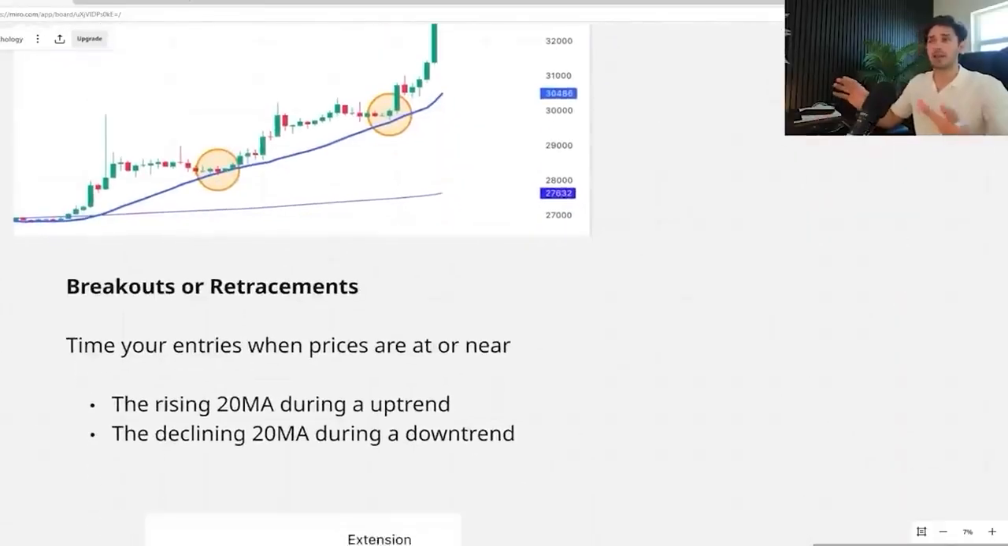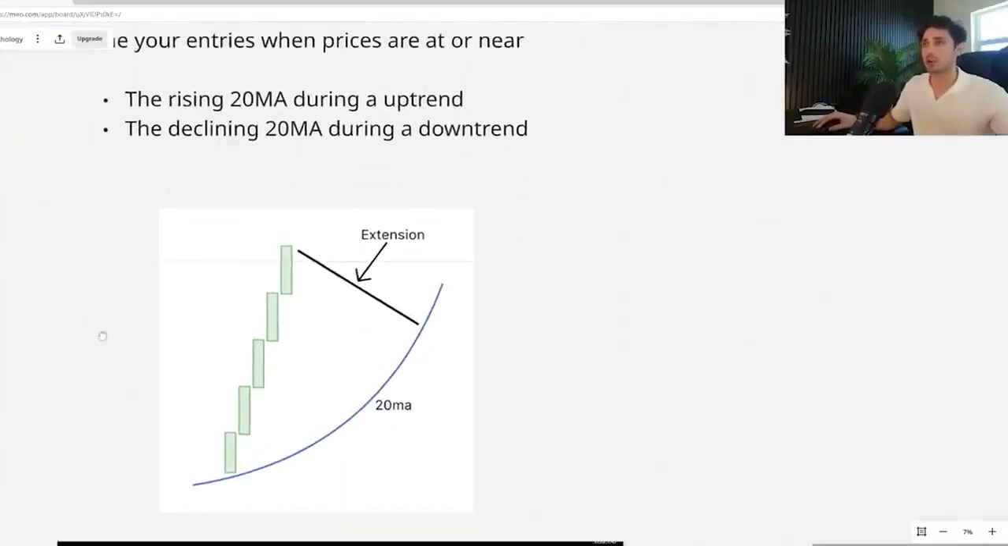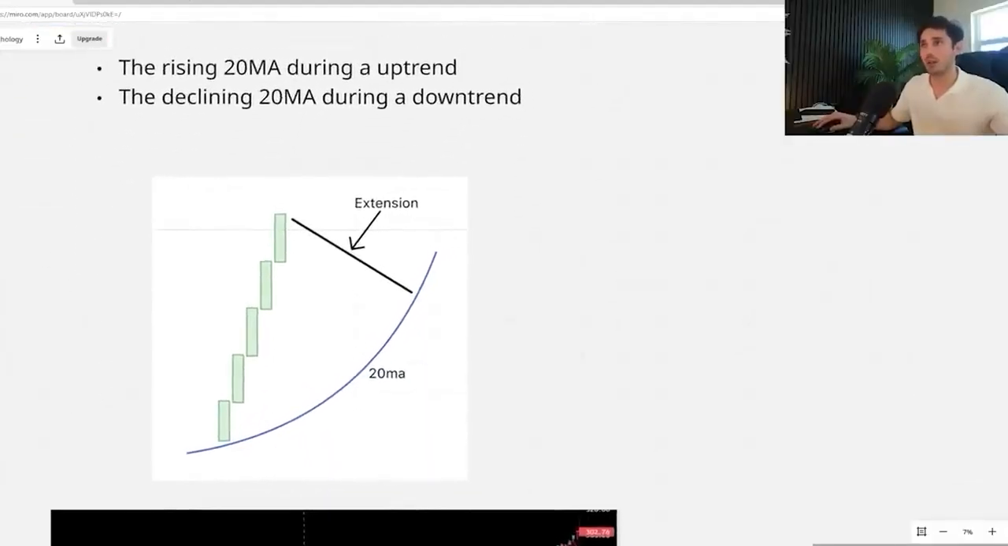And that begs the question, why? Why do prices need to be near or at the 20 MA? Because there's this concept called extension. The way you can think of this is the greater the distance between price and the 20 MA, that is known as extension. You can think of extension as overbought if it's in an uptrend, if it's moving up, or oversold if it's in a downtrend.